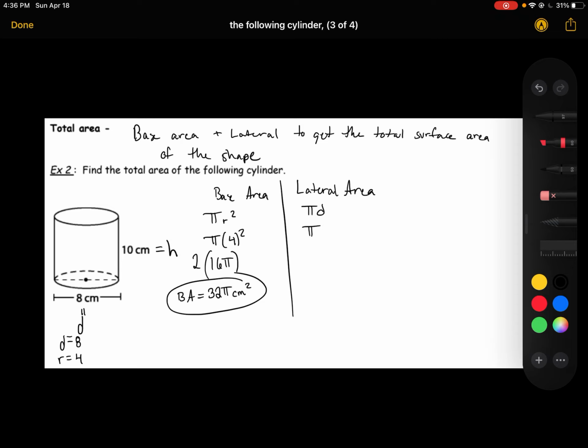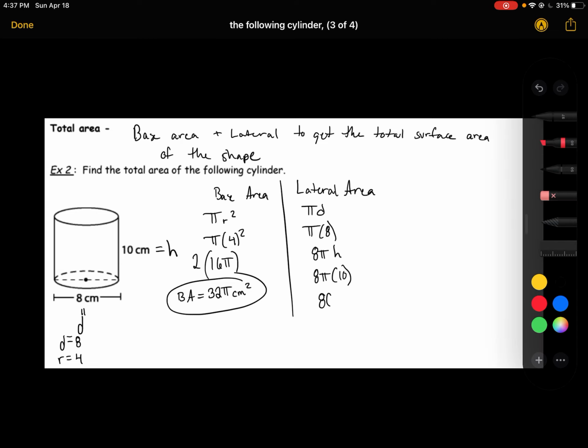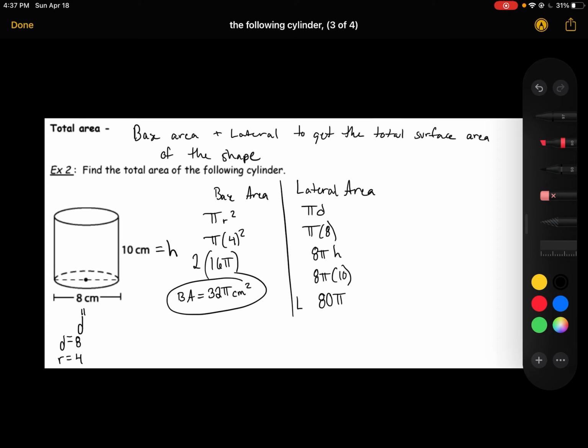Next we'll do lateral area. So we'll start off, we're given diameter now, so we can do pi times diameter to get the circumference. So we have 8 pi. We multiply this by the height to get the lateral area. So in this case, 80 pi is going to be our lateral area, and again, centimeters squared.